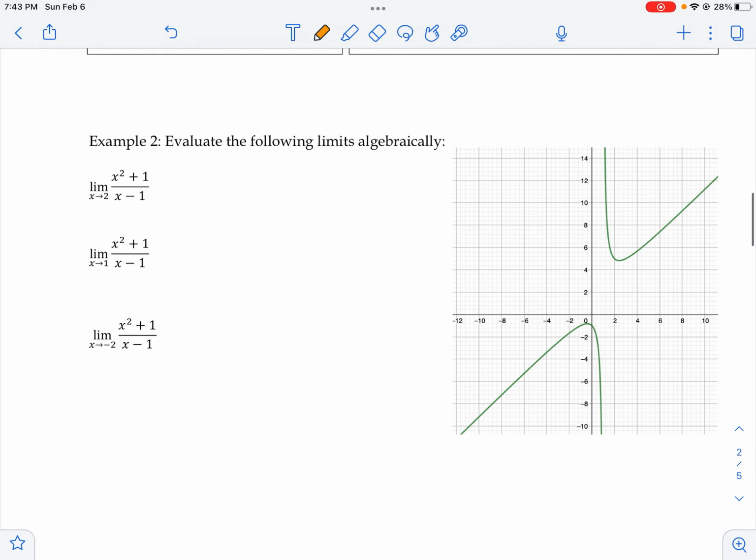Let's take a look at these. Evaluate the following limits algebraically. I have the graph over to the right to take a look also.